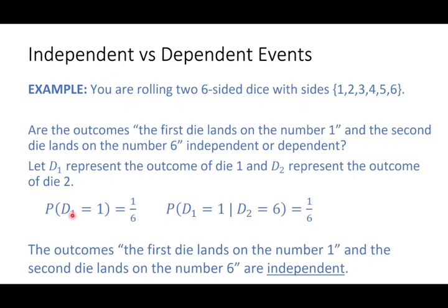The probability that the first die lands on the 1 is just 1 out of 6. Well, let's say the second die has already landed on a 6. What's the probability the first die lands on a 1 given the second die already landed on a 6? It's still just 1 out of 6. So the second die landing on the number 6 has nothing to do with the first die landing on 1. So these two outcomes, first die lands on 1 and second die lands on 6, are independent. In fact, every outcome with pairs of dice, if we're considering the outcome of die 1 and die 2, is always independent.